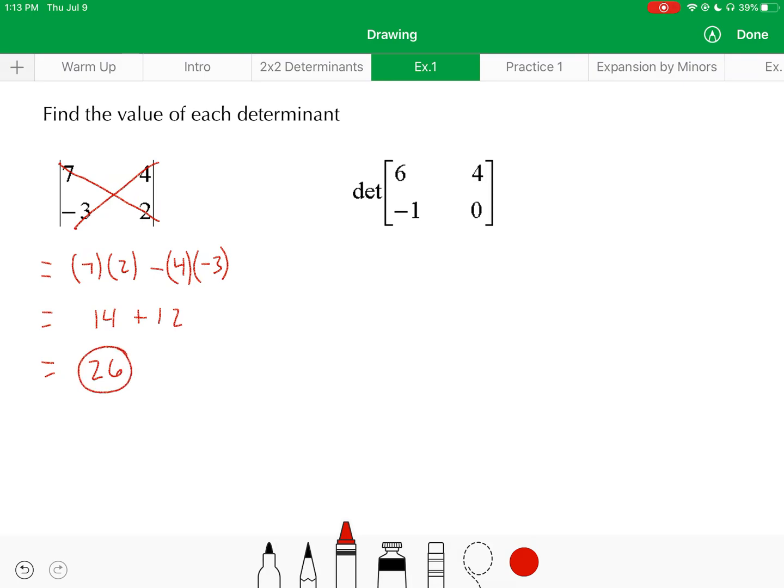Okay. In the second example, I'm using the other notation. So if I want to keep the brackets around the matrix, then I would need to put a DET in front of those to signify I'm trying to find the determinant. Okay. But same calculations. I would do 6 times 0 subtracted by 4 times -1, which is, of course, 0 plus 4, or 4. Okay. All right, so at this point, pause the video, go to practice 1, work through it yourself, and then check your work with mine.